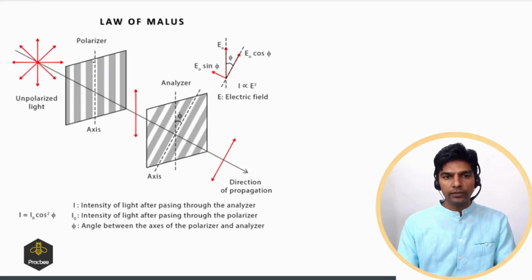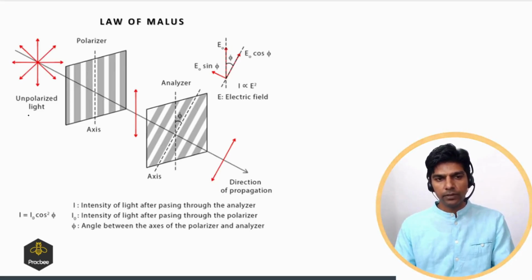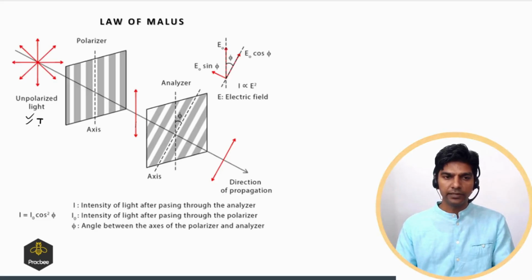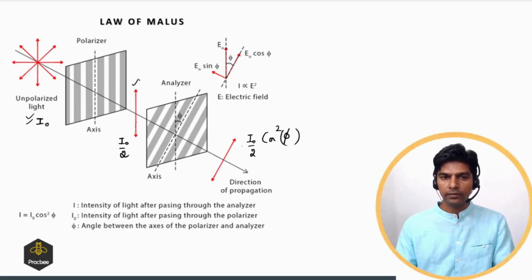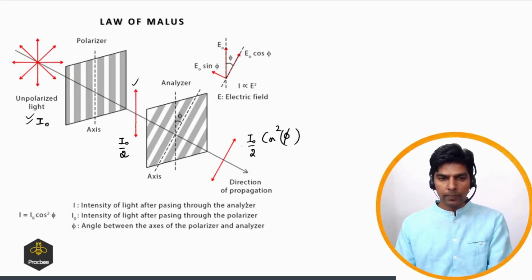According to the law of Malus, if we have an unpolarized light and we pass it through a polarizer, then the transmitted light will be plane polarized and the intensity will become half. So if this light has an intensity I naught, then this intensity will become I naught by 2. And when we pass this light through the analyzer, and the angle between the electric field and the pass axis is phi, then the transmitted intensity will be given as I naught by 2 cos square phi, where phi is the angle between the pass axis and the electric field vibration. So this you have to remember.